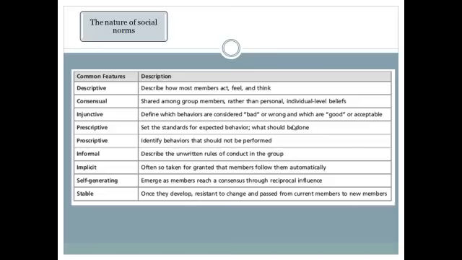Informal norms: realize that norms are often informal. Sometimes they're formal. Sometimes you have those norms, those rules, spelled out.